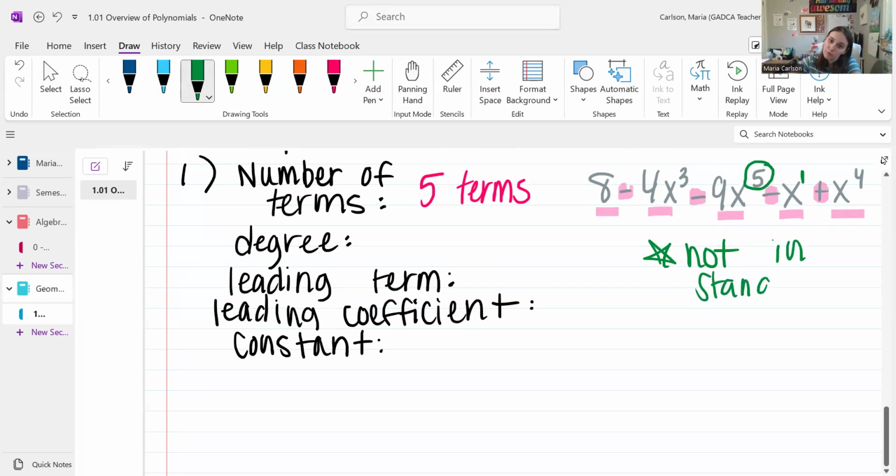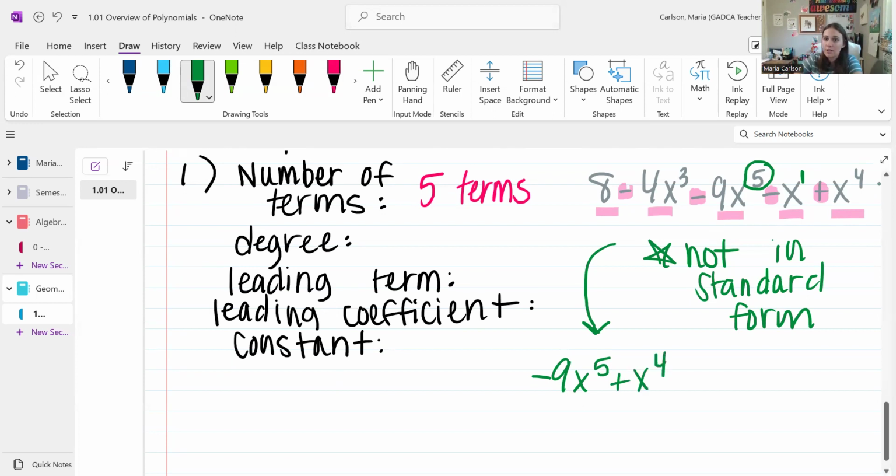To put it in standard form, we would rearrange it so that our terms are in order, where the variables are from largest to smallest. So the first term we would have is negative 9x to the fifth, since that is the term with the largest exponent. Our next largest exponent is the 4, so plus x to the fourth. Then our next largest exponent is the 3, so minus 4x cubed, including the minus sign with it. And then we have just the x. And our 8 is a positive 8, so I'm going to add 8. So this is the same polynomial, just in standard form, and we can easily see the degree is 5.